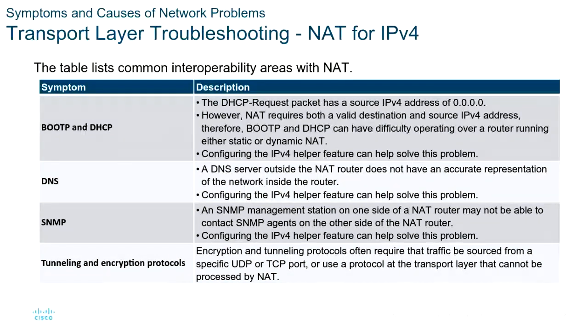Okay, network address translation for IP version 4. We don't need network address translation for IP version 6 because we have more addresses than we ever need. But IP version 4, we're running out, so we had to do the NAT. So you have one address from the cable company, and you can have two dozen devices at home. So when a workstation sends out the DHCP request packet, the source IP address is 0.0.0.0. NAT requires valid destination and source IP addresses.